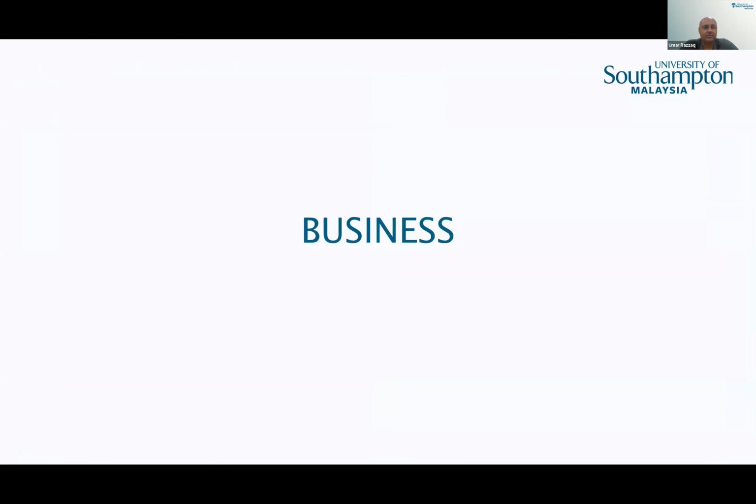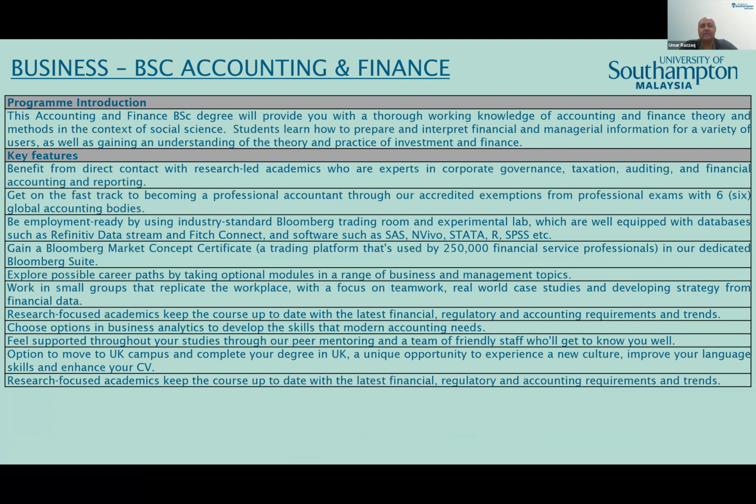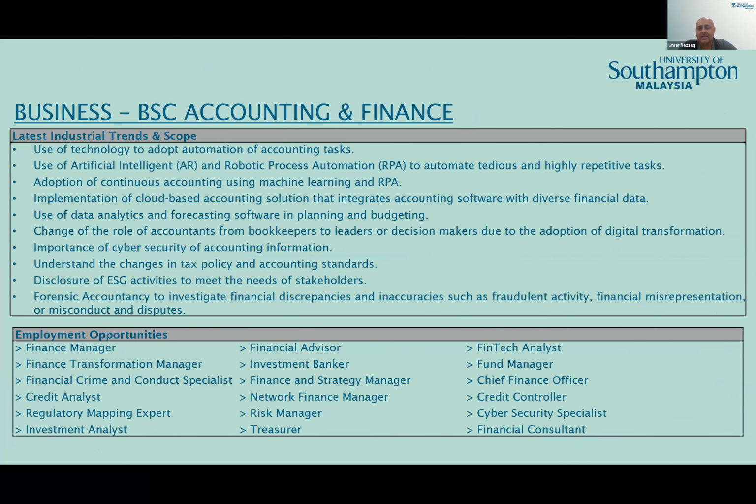Okay, now this is the business students program. For example, accounting and finance: ACCA 8 paper exemption, ICAEW 8, CMA 10, and so on. Again, these numbers may change year to year, so you can just refer to the latest brochures and these training slides. And then these are some of the industrial insights. What are the areas of application? Where do you apply there? What do you work as when you complete your bachelor's in accounting and finance?